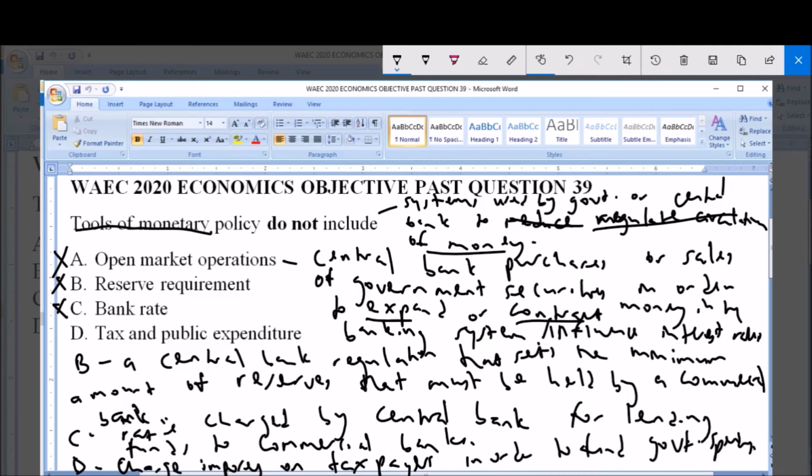And then public expenditure just refers to this government spending, the spending made by government on collective needs and wants, such as salaries, pensions, security, etc. And as we have seen here, it is not used to regulate the amount of money in the banking system. So it is not a tool of monetary policy, and hence it is the correct answer to this question.